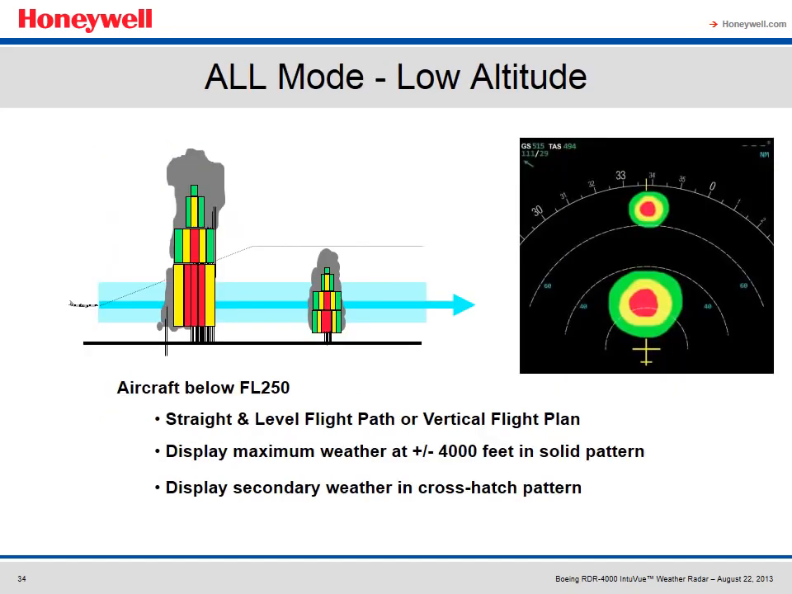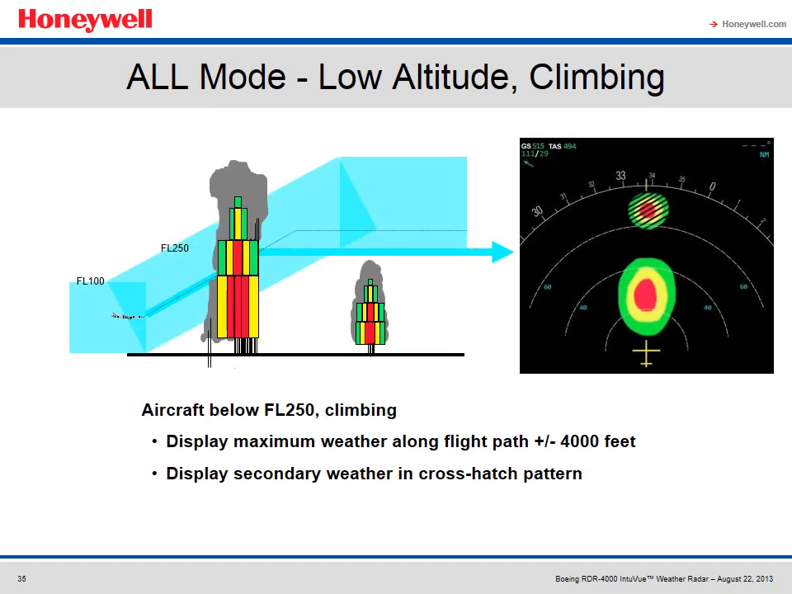Here are some examples. In the first one, the aircraft is straight and level below 25,000 feet. Both storm cells are a threat based on the flight path, and the display would look like a normal radar display with both cells displayed in solid colors. The normal envelope around the flight path is plus or minus 4,000 feet for weather. Turbulence information is displayed plus or minus 5,000 feet around the aircraft's altitude.